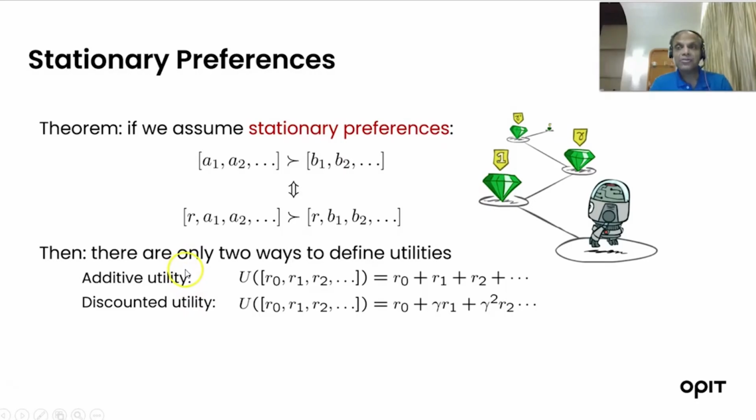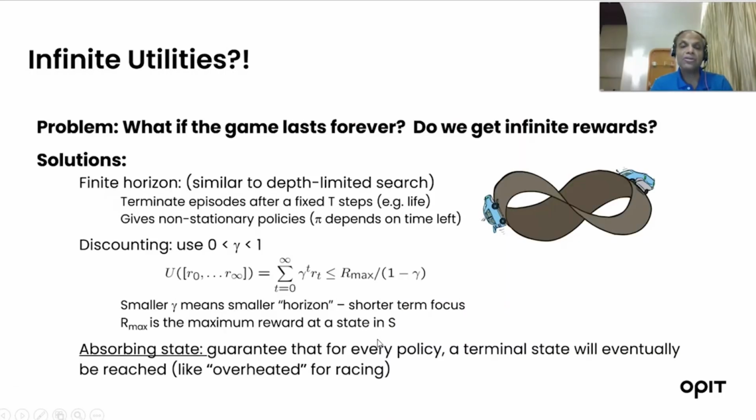There are two ways to define utilities. One is additive utility, where if you have rewards at subsequent steps R0, R1, R2, and so on, you just add them. The other is discounted utility, where you again add them, but at subsequent steps, as we said, you discount the reward with a factor gamma to the power of k, where k plus 1 is the step number, and gamma is a fraction between 0 and 1.